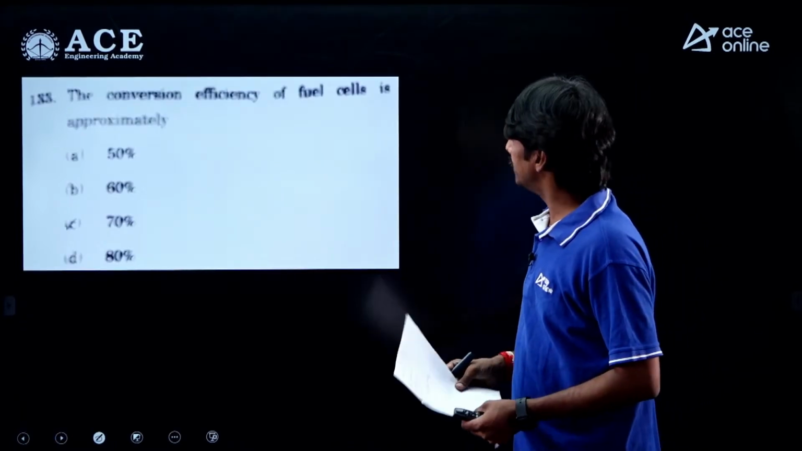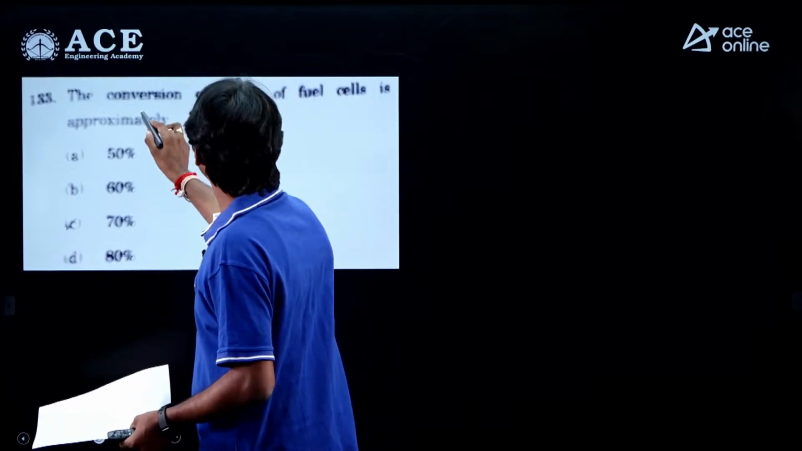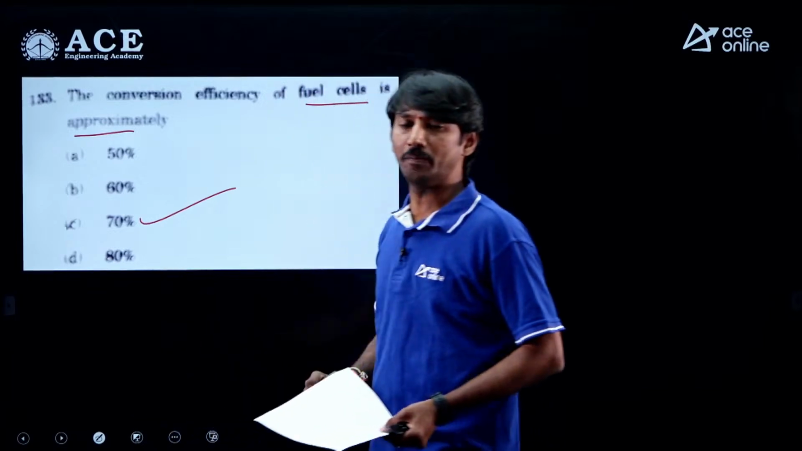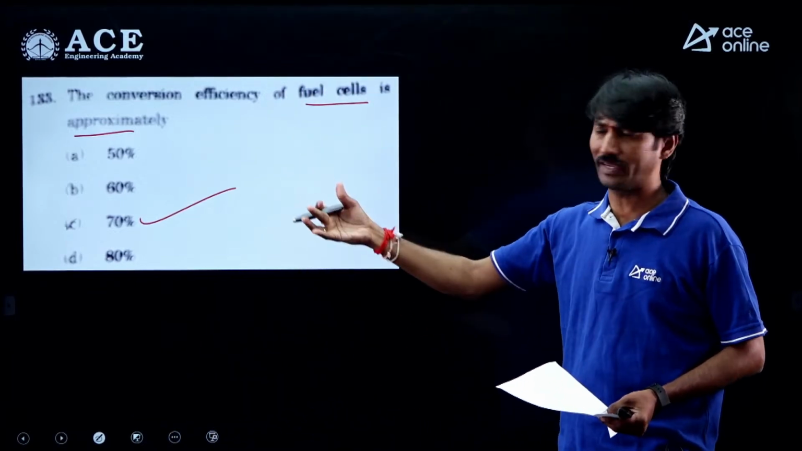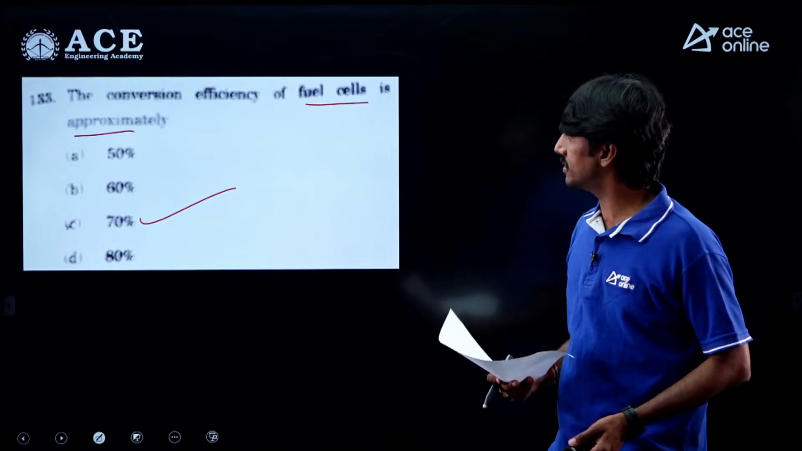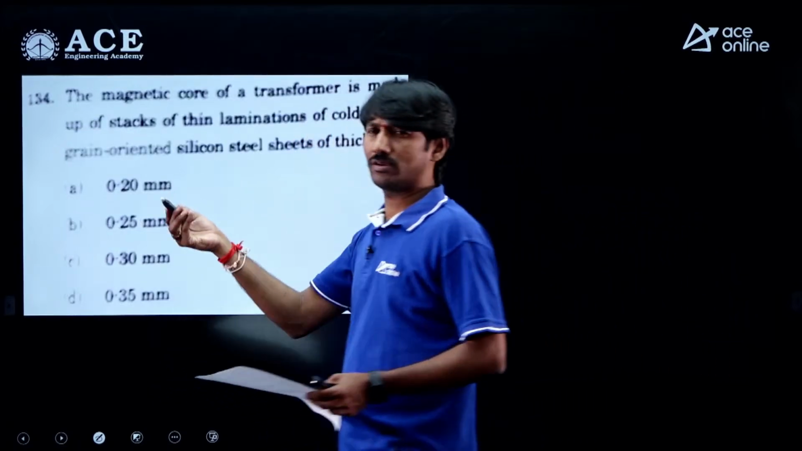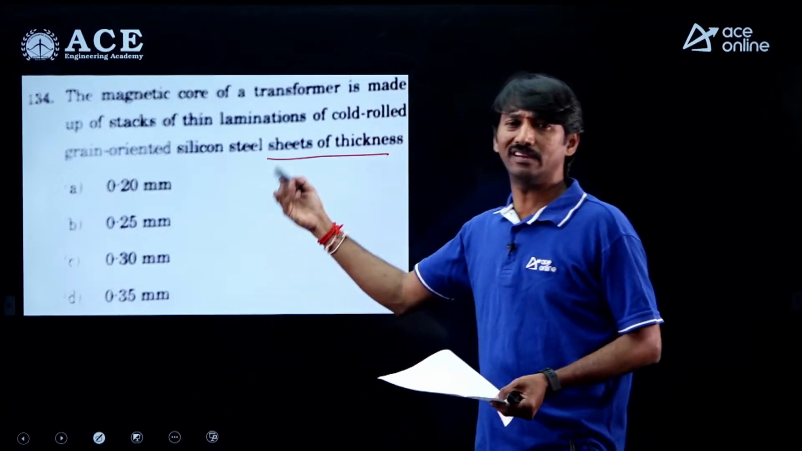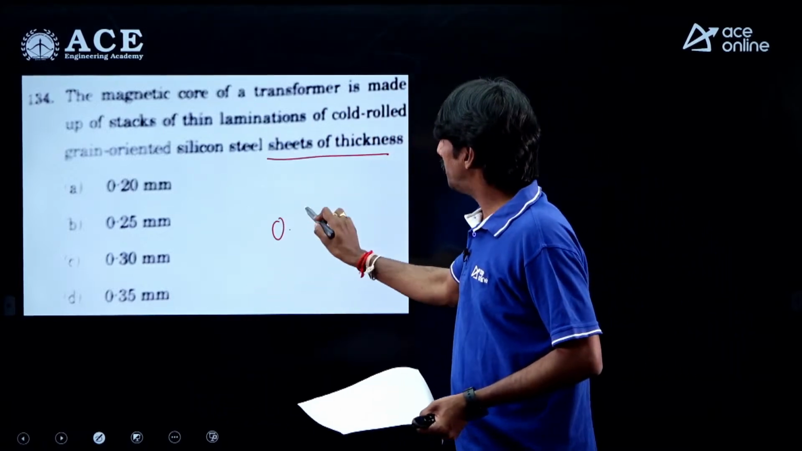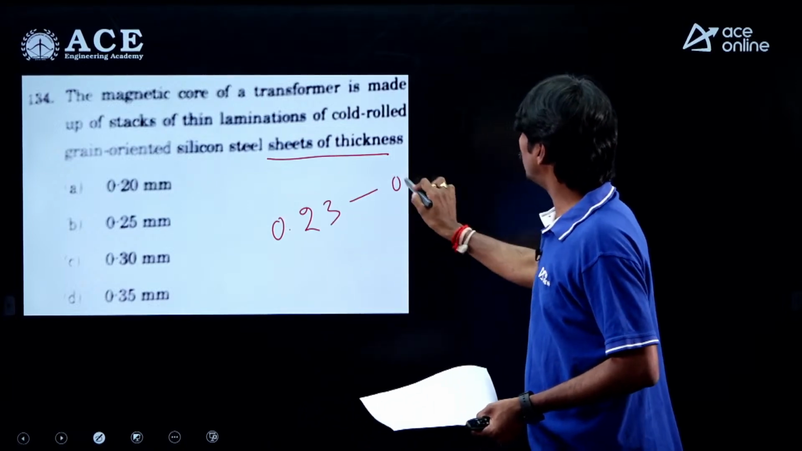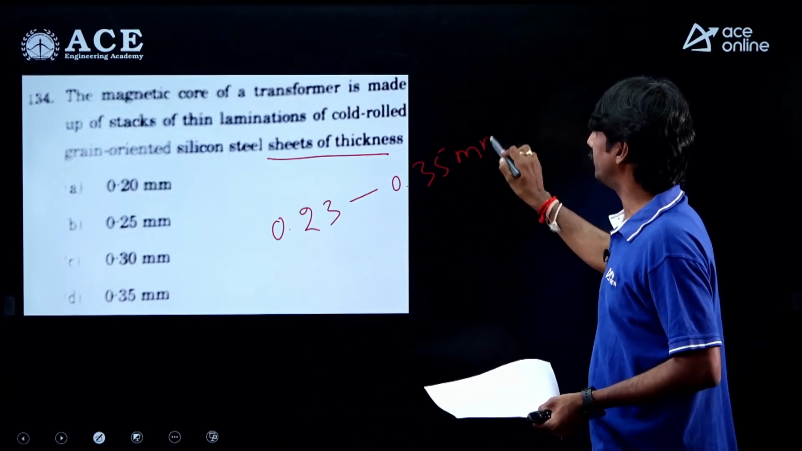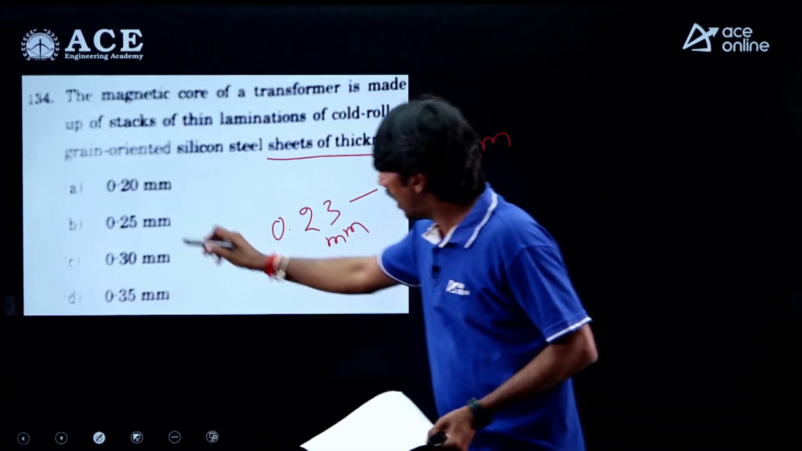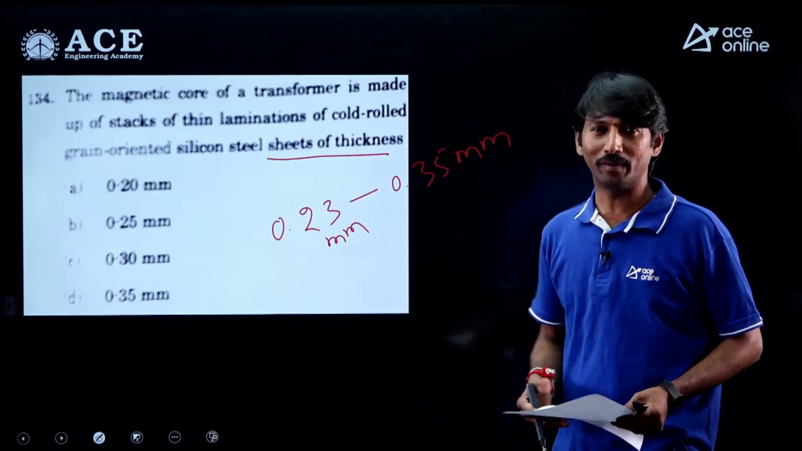Next question is a direct answer. The conversion efficiency of fuel cells is approximately 70%. This is general and out of syllabus, we can say 70% is the answer. And here is also a small ambiguity. He is asking about the thickness of lamination. Generally we say 0.232, 0.35 mm we can say. 0.23 or 0.21 approximately to 0.35. All options are there, so we cannot comment properly.